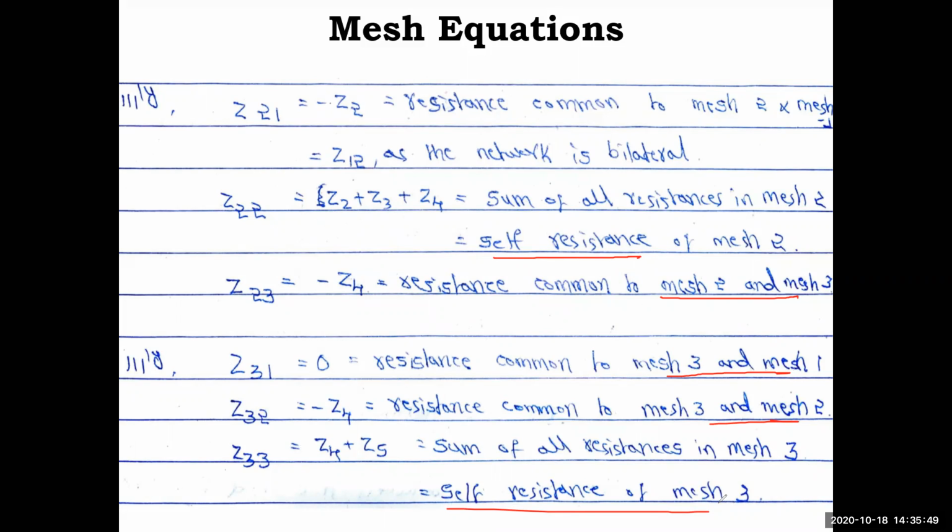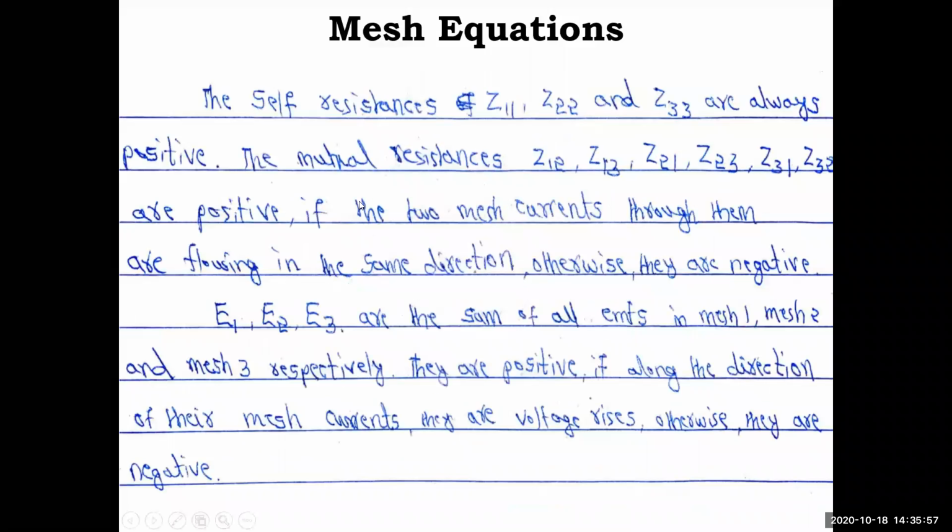Now to solve this equation you have two methods. Before that we will finish this off. The self resistances Z11, Z22 and Z33 are always positive. So this is the point you can remember. And the mutual resistances like Z12, Z13, Z21, Z23, Z31, Z32 are all positive if the two mesh currents through them are flowing in the same direction. If I1 and I2 are flowing in the same direction, then it is positive. It is not so in this equation, that's why it is negative. It may be positive if the currents are flowing in the same direction.